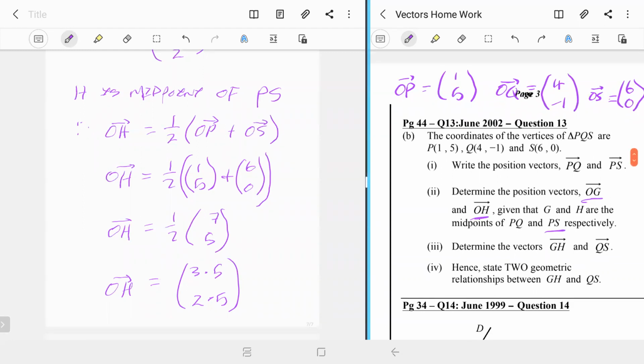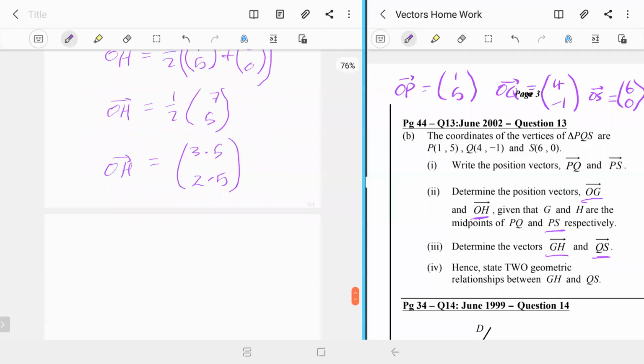Look at this part now. Part 3 says determine GH and QS. I'm going to do GH first. GH is OH minus OG. That's for GH, you know. O time the last minus O time the first. Now I can use this because I know OH and I also know OG. That's why I'm using that formula.